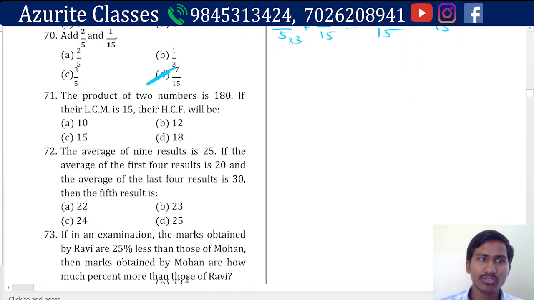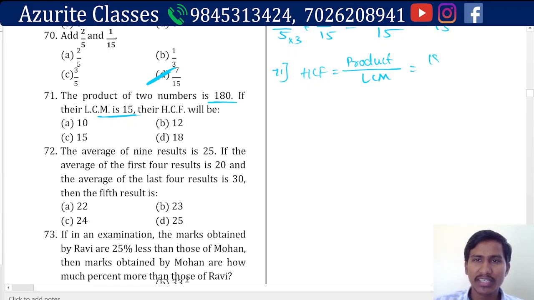Next is question 71. The product of two numbers is 180 and the LCM is 15; find the HCF. HCF is equal to the product of the two numbers divided by the LCM. So the product is 180 divided by the LCM, 15. 15 twelves are 180, so 12 will be the answer. Okay, so now we'll do question 72.